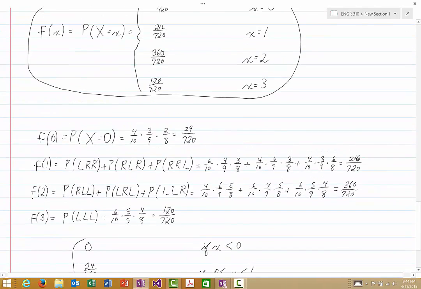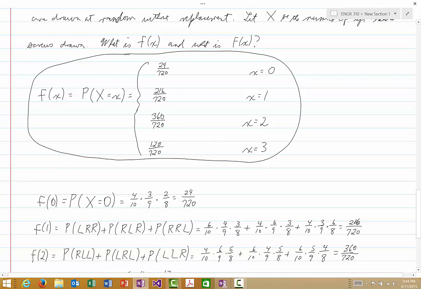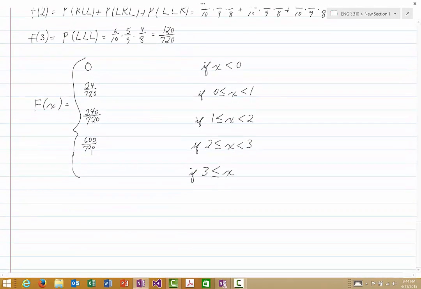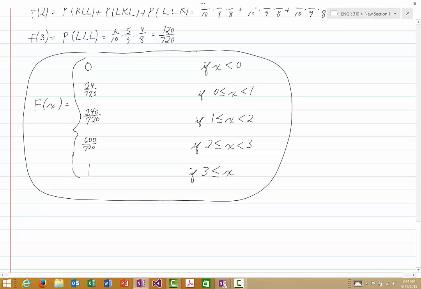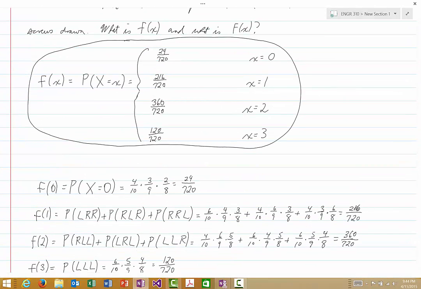Now, does that agree with the above? If we add up all the probabilities, well, we already know if we add up these top three, we get 600 over 720, and then if we add to that 120 over 720, indeed it does turn out to be exactly 720 over 720, or 1. And so the fact that those are all adding up to exactly 1 does indeed help us to feel confident that our work up here for little f of x is indeed correct.